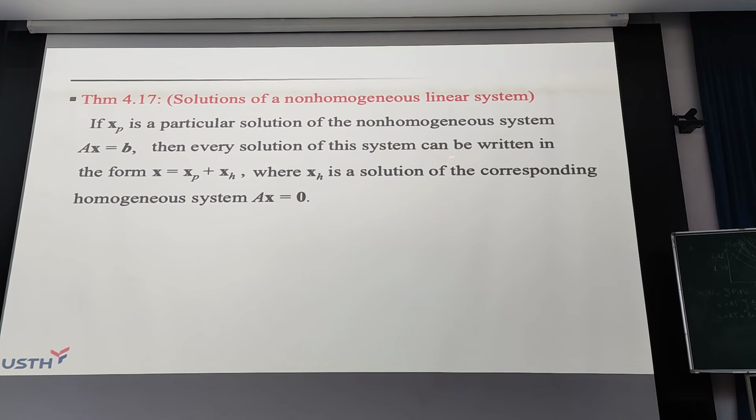So now if you look at the whole thing here, suppose that you are given AX equals B, and corresponding to that you have the homogeneous system AX equals 0. Then we know already how to find the solution of AX equals 0, and we call it XH. And suppose that XP is a particular solution, then any other solution must be XP plus XH.